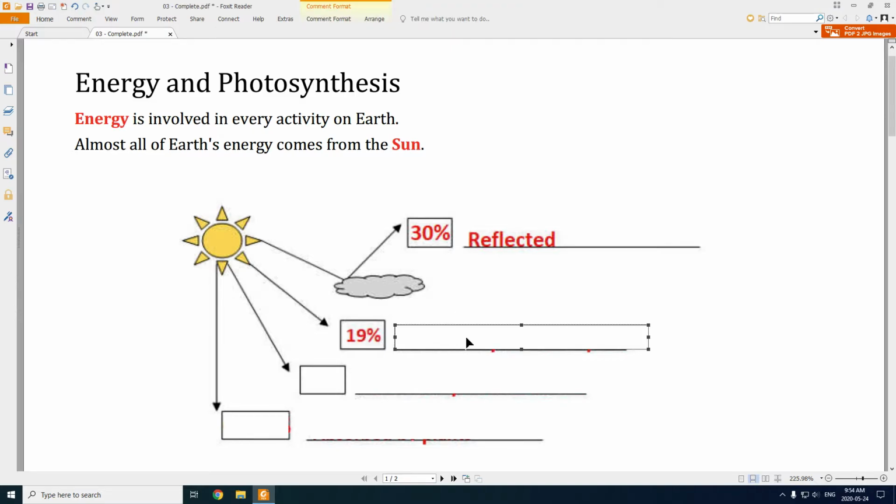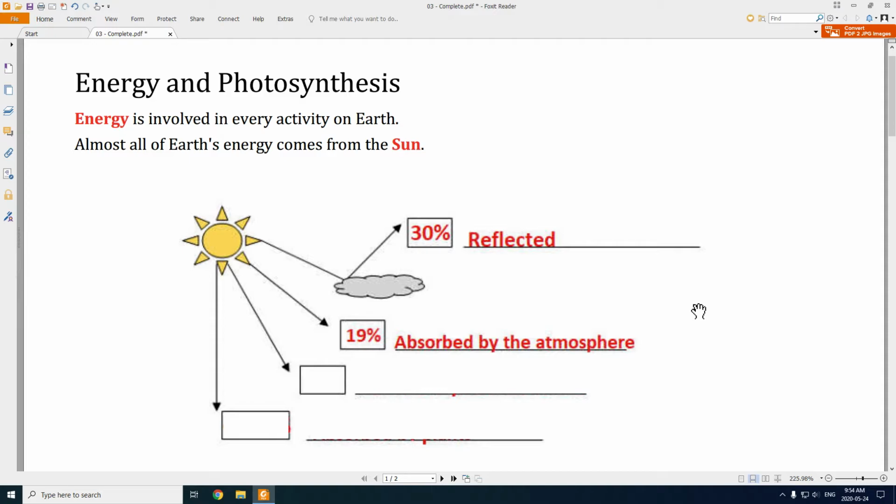19% of the energy is absorbed by the atmosphere. Remember, Earth is surrounded in this blanket of gases called the atmosphere. Mostly nitrogen, but there's also some oxygen, some carbon dioxide, and other gases in there. And those gases will actually absorb some of that energy. And this is what allows wind to occur. Right? If some parts of the Earth absorb more light energy, they'll heat up, and then other parts will be cooler, and then as soon as you have hot and cold areas, your gases will start to move, and that's what causes wind.